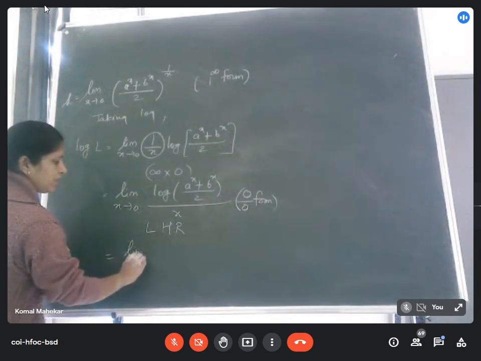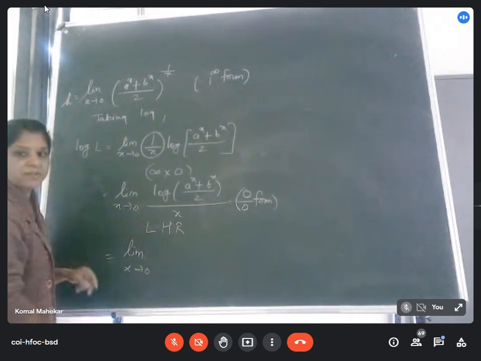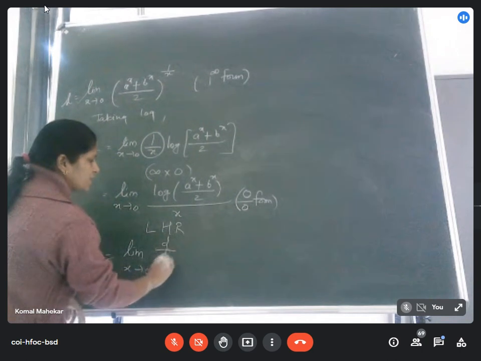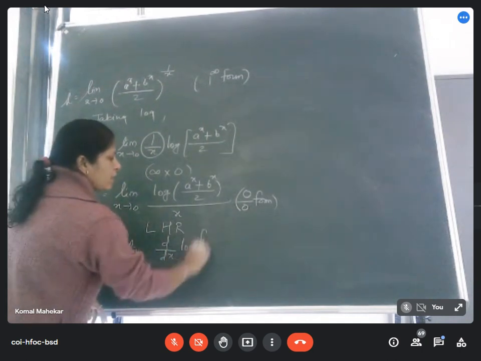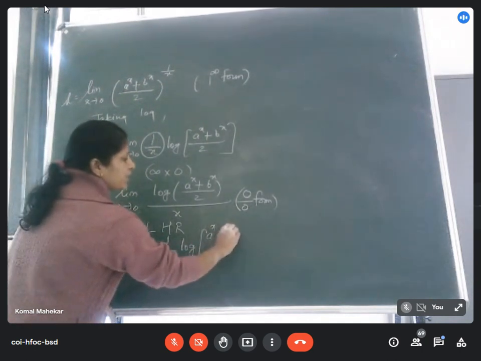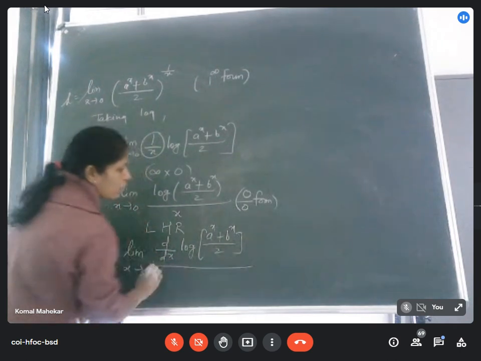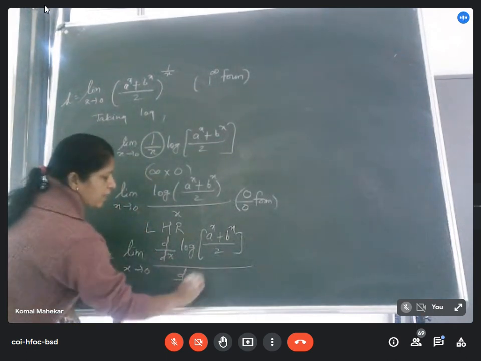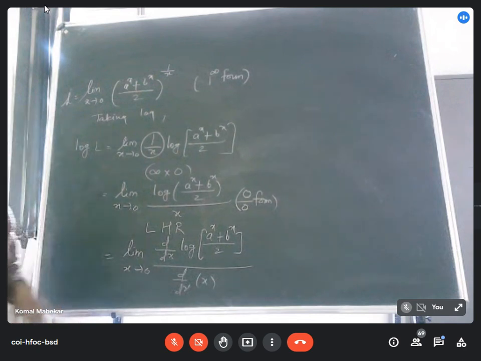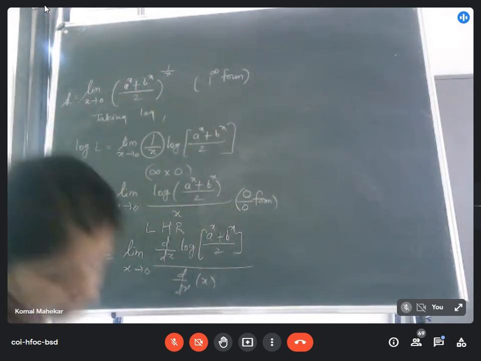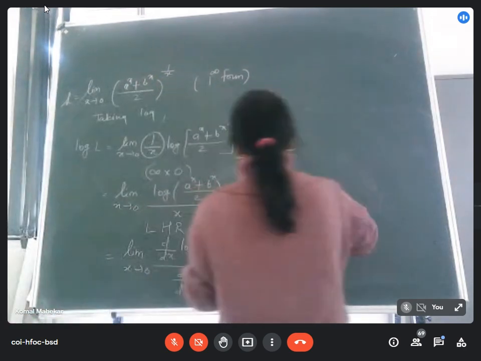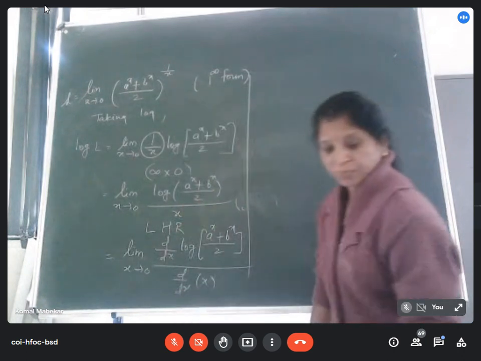Okay. So if it is 0 by 0 form, now we will apply L'Hospital rule, and according to that we have to take derivative of numerator as well as denominator function. So d by dx of log of a raised to x plus b raised to x divided by 2 and whole term divided by d by dx of x. With respect to x, we will find out the derivative. Now, see here.